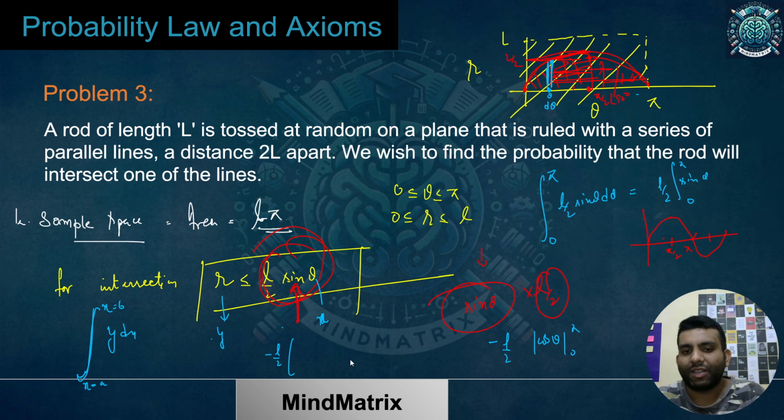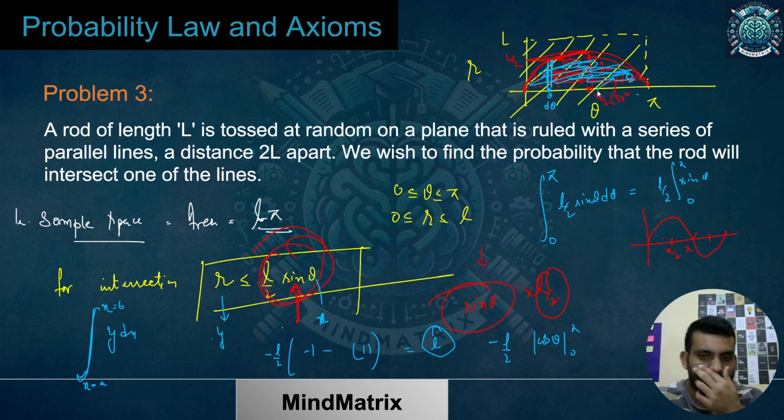So I'm already having minus L by 2 out. So cos pi is -1 minus, what is cos 0? Cos 0 is 1. What do I get? -1 minus 1 is minus 2, minus 2 into minus L by 2. I get L only. Okay. From here, I'll get -2. -2 into minus L by 2 is L only. So this is the area of this particular region.